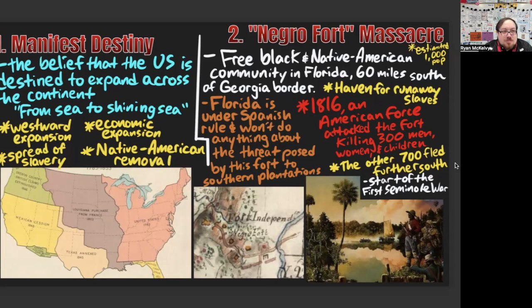And eventually, the American force decides to attack the fort. The American force will fire on the fort, and they basically get a lucky shot and hit the munitions that are kept in the fort and blow the whole thing up, killing pretty much all the people inside, 300 men, women, and children, leaving only a few survivors.